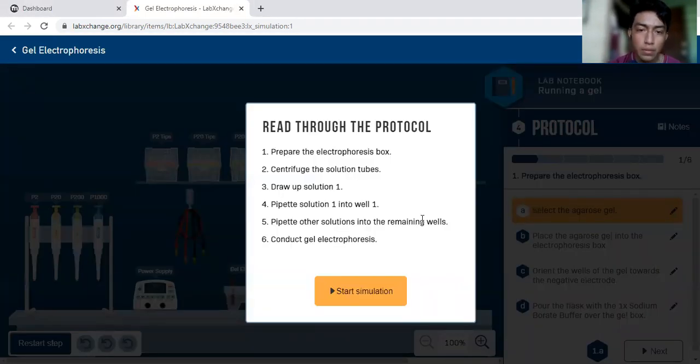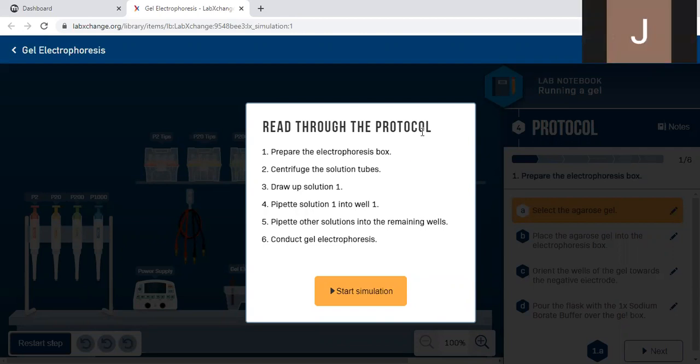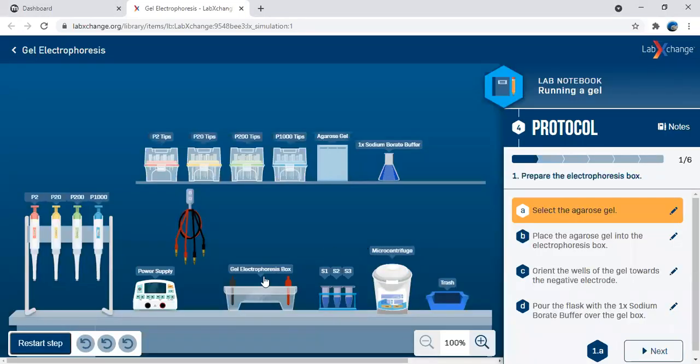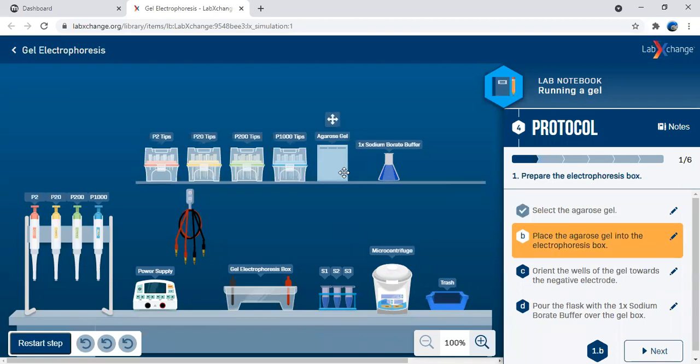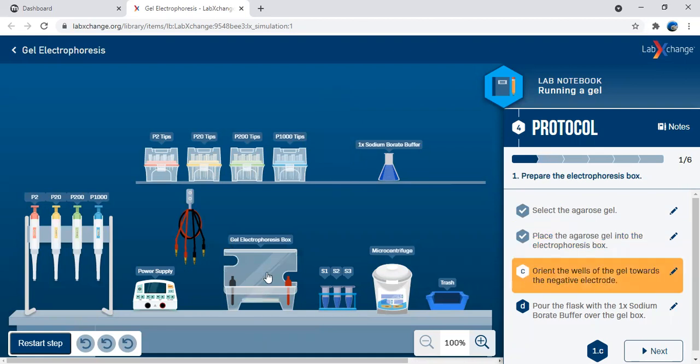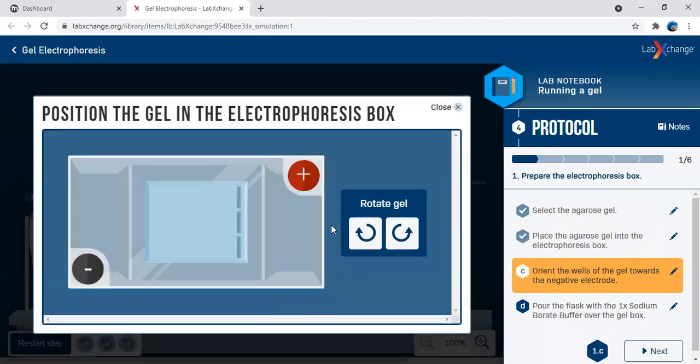So, reading the protocol: prepare the electrophoresis box, centrifuge the solution tubes, and pipette solution one into well one. So I'm going to follow the protocol. Select the agarose gel. Selected it. Place it into the electrophoresis box. Orient the wells towards the negative electrode.